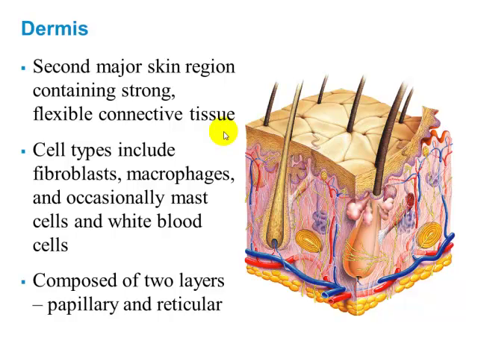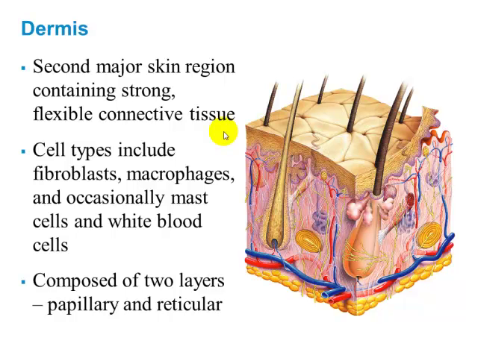Now, the dermis is going to be the majority of the thickness of skin. It's made of strong but flexible connective tissue. Here we're going to see certain cell types that we would associate with connective tissue, so things like fibroblasts. If you remember, fibroblasts are what create our connective tissue proper. Because this is connective tissue proper, we're going to expect to see fibers, different fibers.